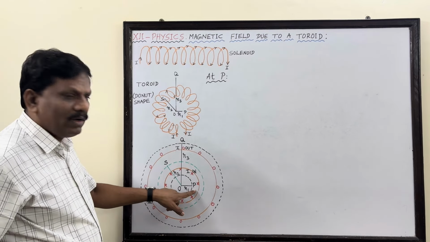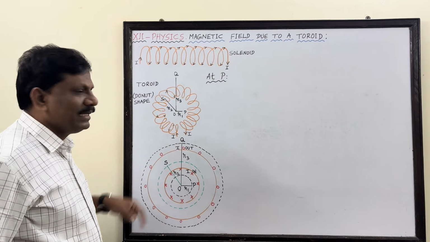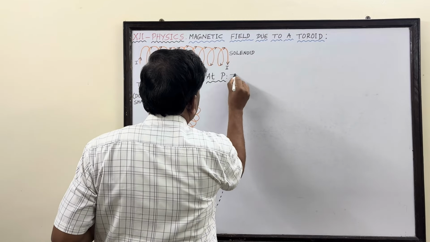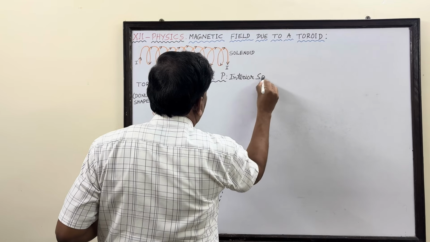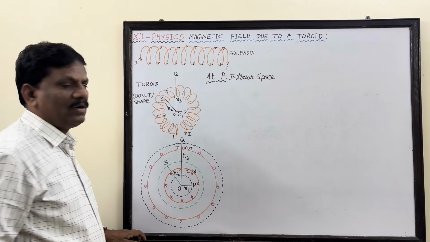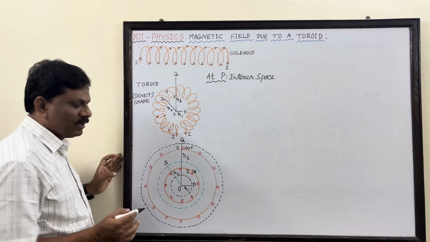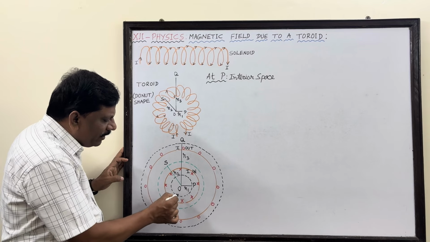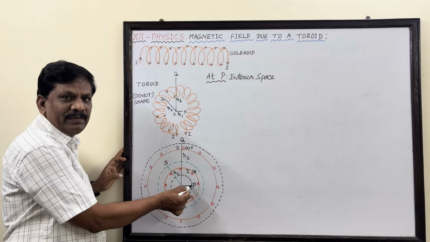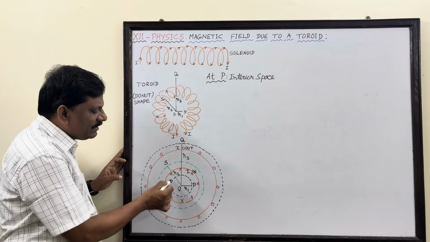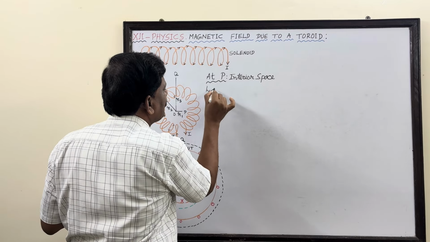Where is the point P now? Look at the point P here. Where is the point P located? It is in the interior space of the solenoid. It is located at a distance R1 from the center O. So I have to construct an Amperean loop passing through the point P. Understand? And the circumference of this Amperean loop, say for example, is L1.